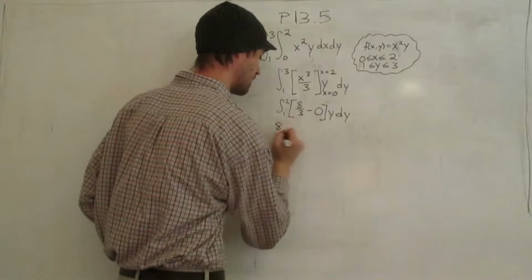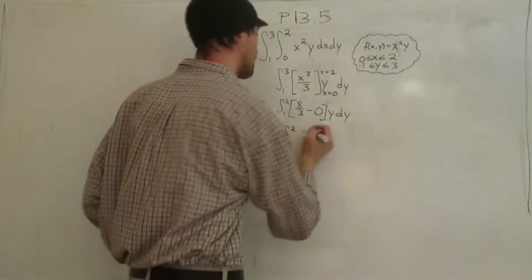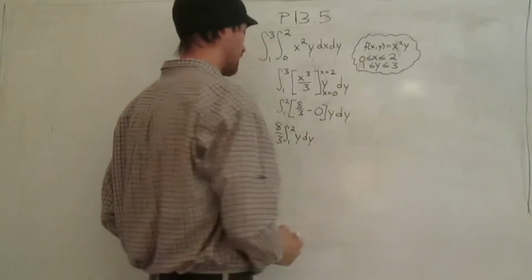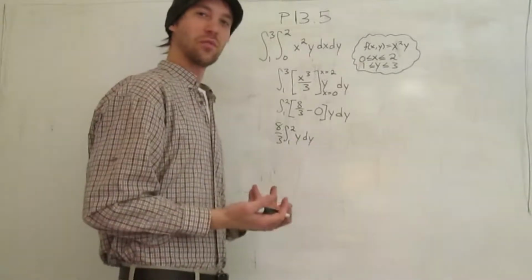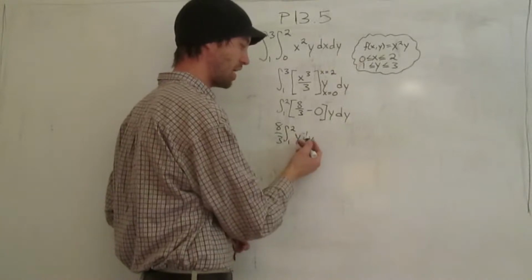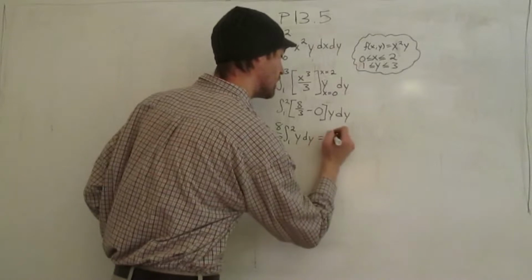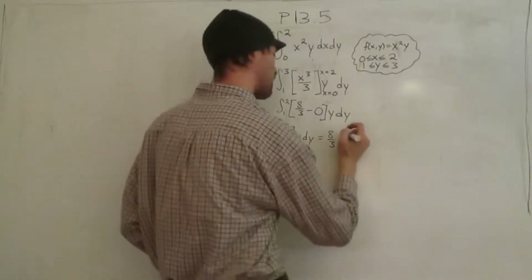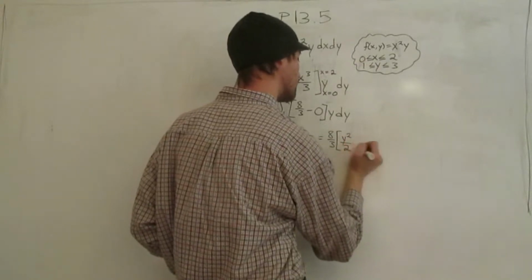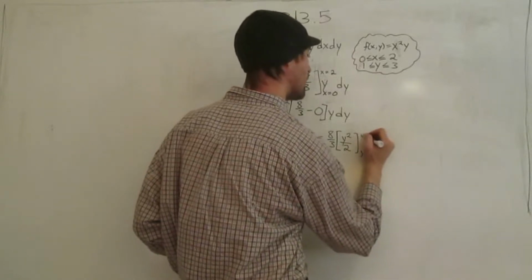Now, we can pull out constants from the integrand. So we have 8 thirds times the integral from 1 to 3 of y dy. Now it's something that we're familiar with from Calculus 1. We can just boost and divide: y is y to the first, so it's going to be y squared over 2. So this is equal to 8 thirds times y squared over 2, evaluated from y equals 1 to y equals 2.